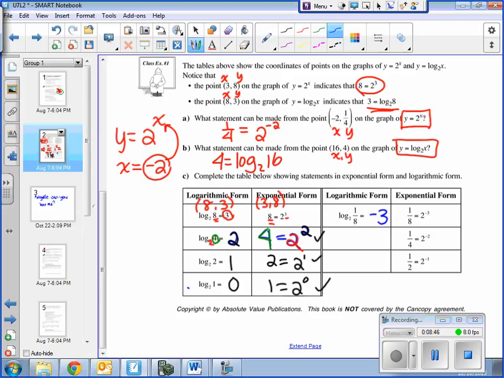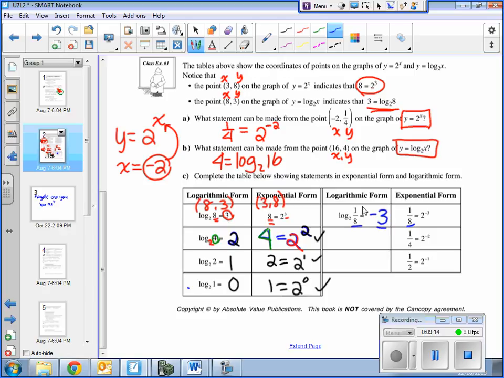Where did you get the 1/8 from? These are just random examples for us to work with. They're just showing you that as soon as you have an argument that is between 0 and 1, this will be a negative value. So they've already done this for us. The argument was 1/8, so that is our new value. Our value was -3, so that was our new exponent.